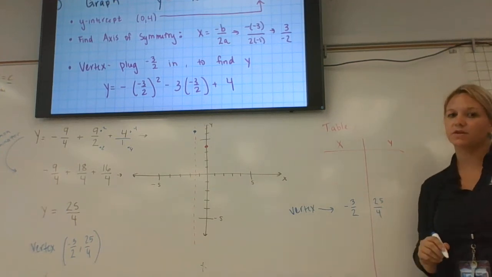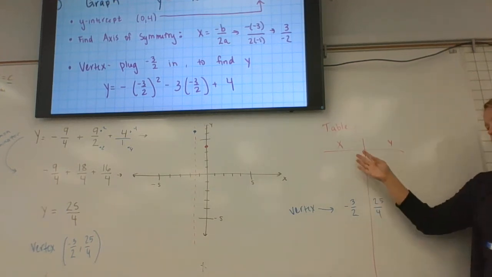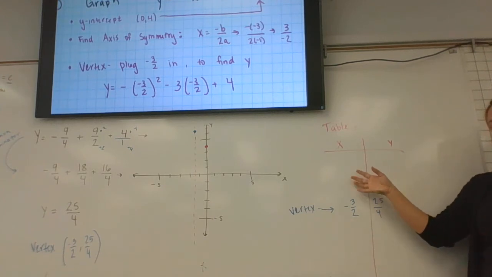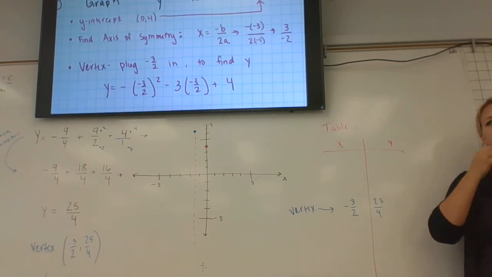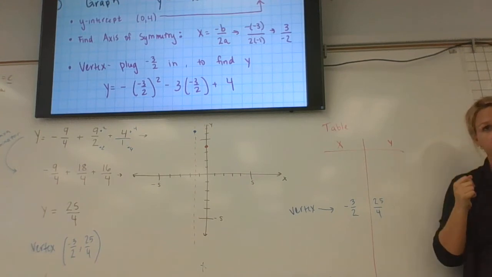Does anybody feel like they really understand what points should go in this table? 2 points to the left and 2 points to the right. Anybody feel like they got it right? Mark, you give it a go.